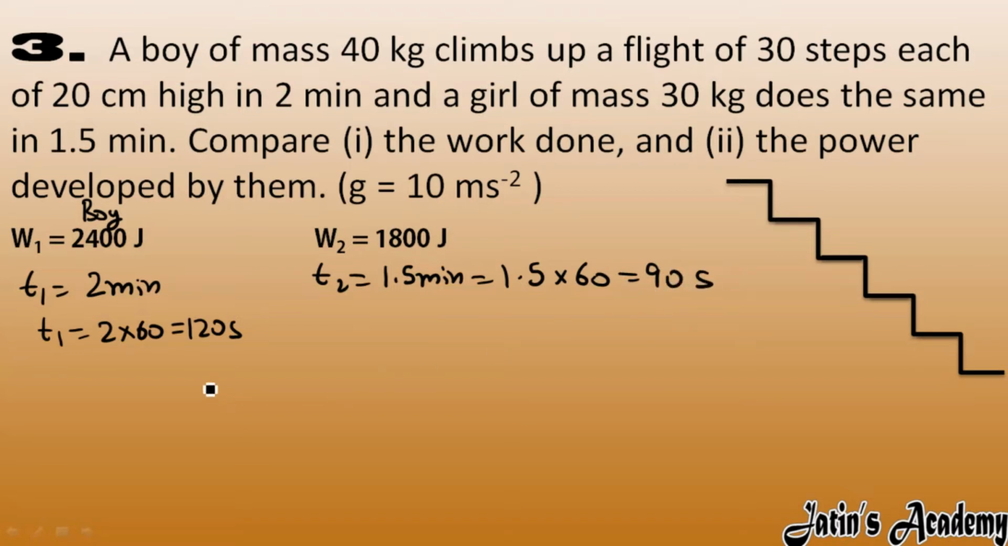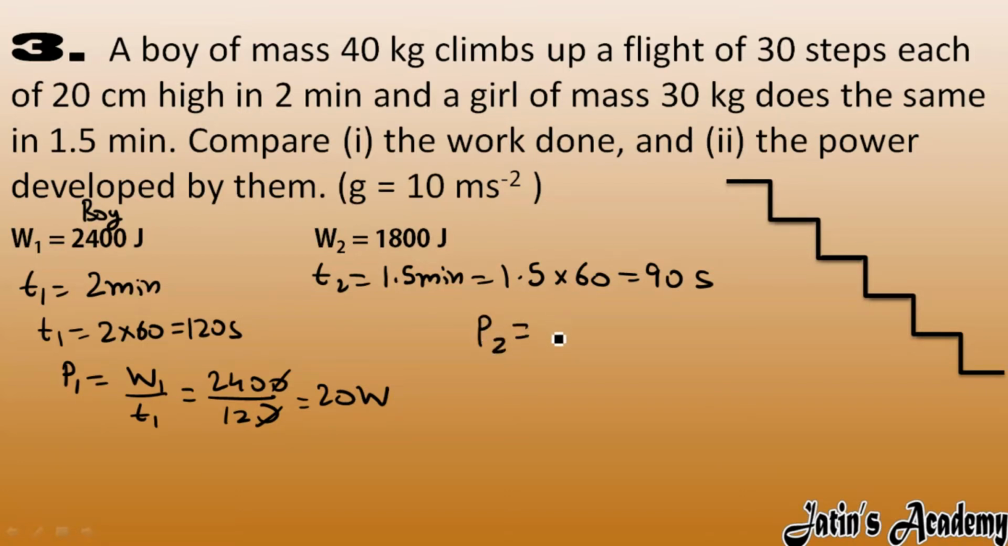Now we have to calculate the power developed by the boy. Power developed by the boy is work done by the boy over time taken by the boy. Work done 2400 and time 120. So from here we get power as 20 watt. SI unit of power is watt. Power developed by the girl is work done by the girl over time taken by the girl. Work done in this case 1800 and time 90. So again we get 20 watt. So power in both cases is the same.